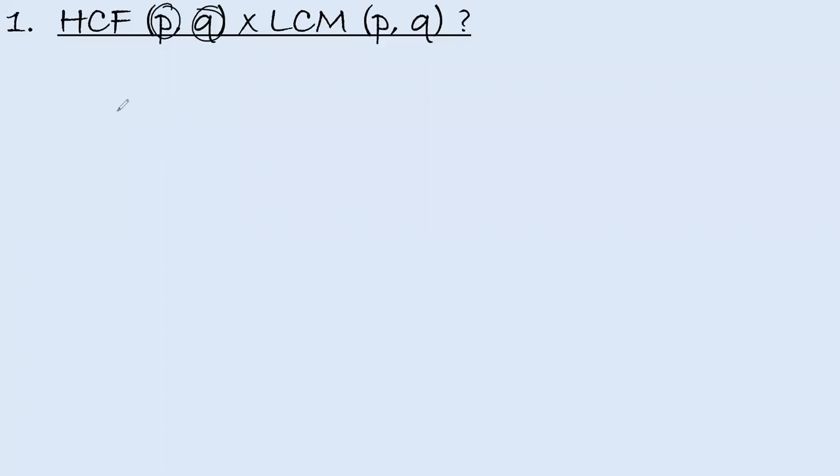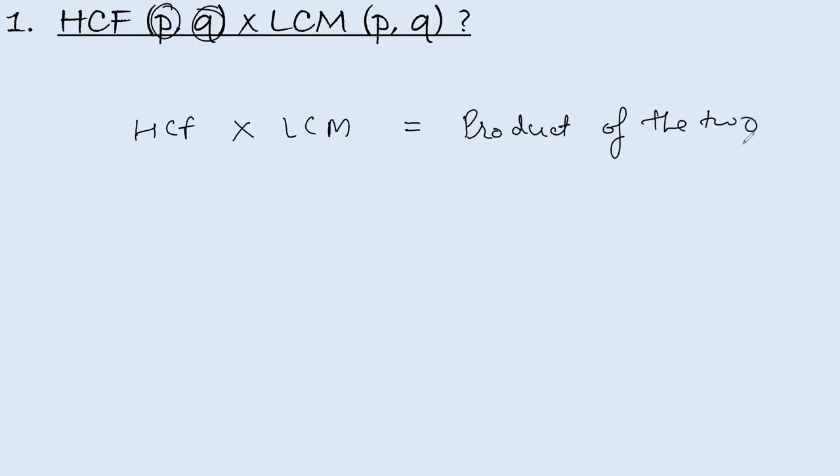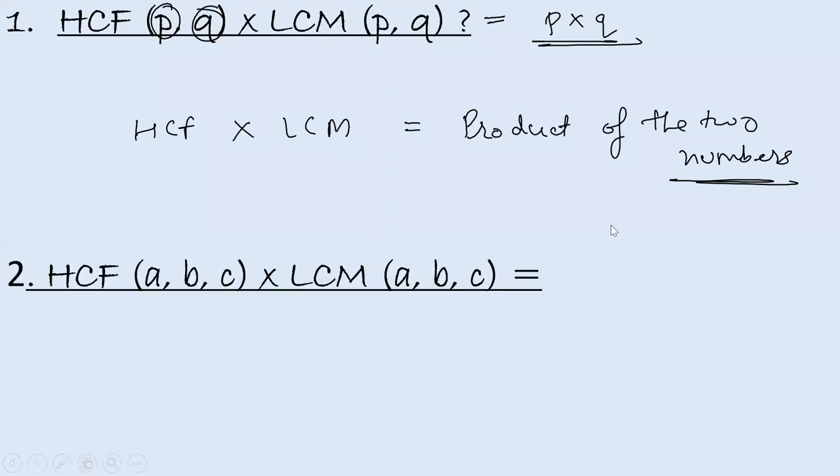You have learned one thing, that HCF, the highest common factor, into LCM, the least common multiple, the multiplication of both of these will be equal to the product of the two numbers. You have learned this, right? So the product of the two numbers means the multiplication of the two numbers, and the two numbers are P and Q. Therefore, this will be equal to P multiply Q, and the answer is P multiply Q. Simple. I think it's very much clear, right? Now moving towards the next question.